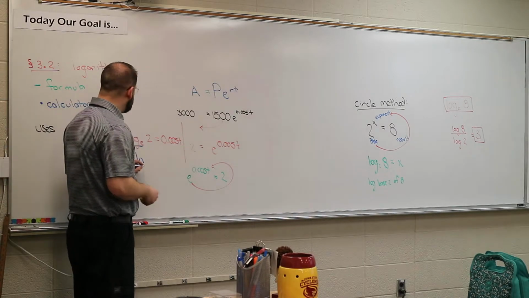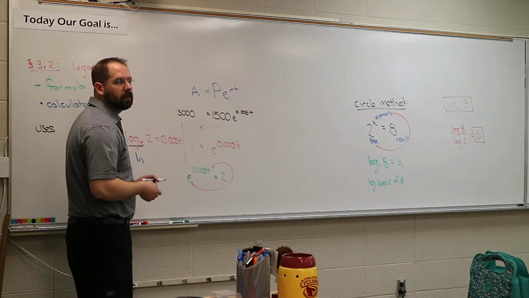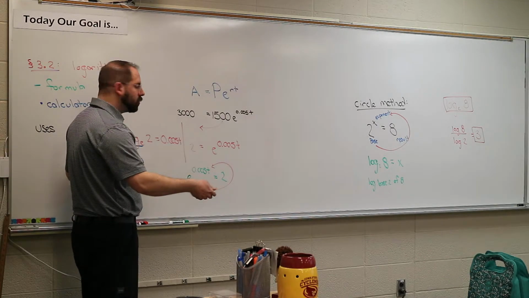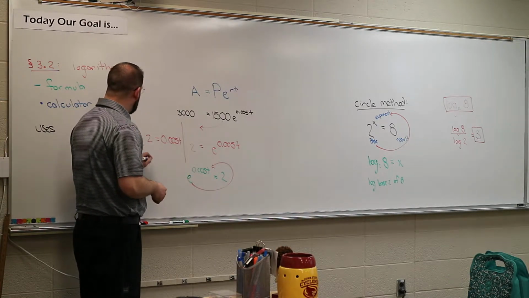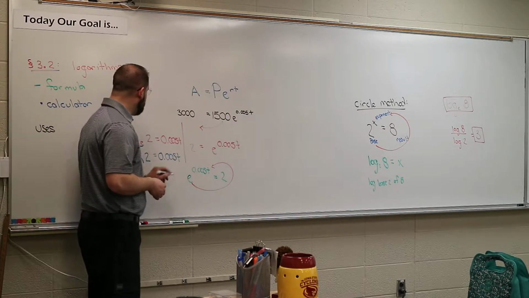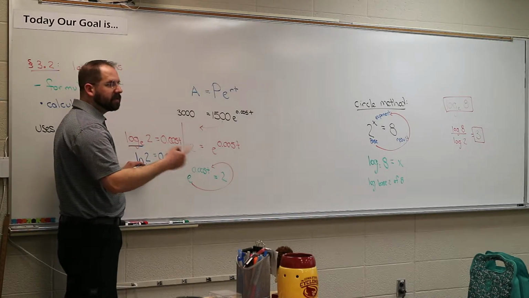Because you do say log base 2 of 8. So you do say natural log of the natural number. This is the shortcut for how we can do it if it's the natural number. So we can just type in ln, and that stands for the log of base e.